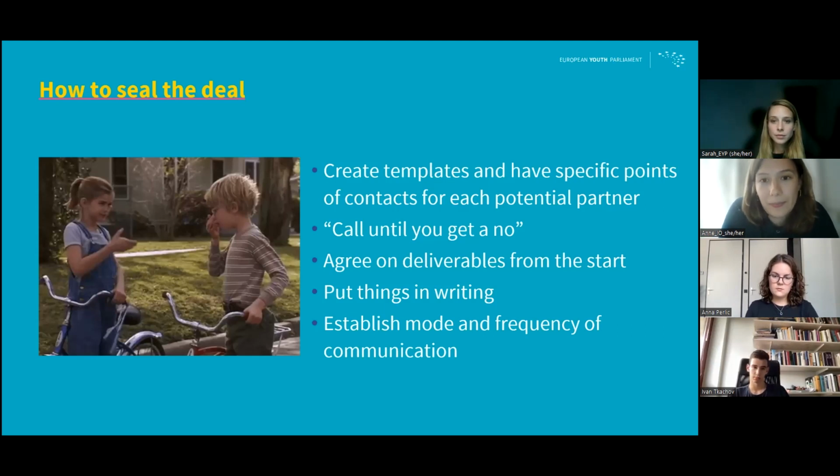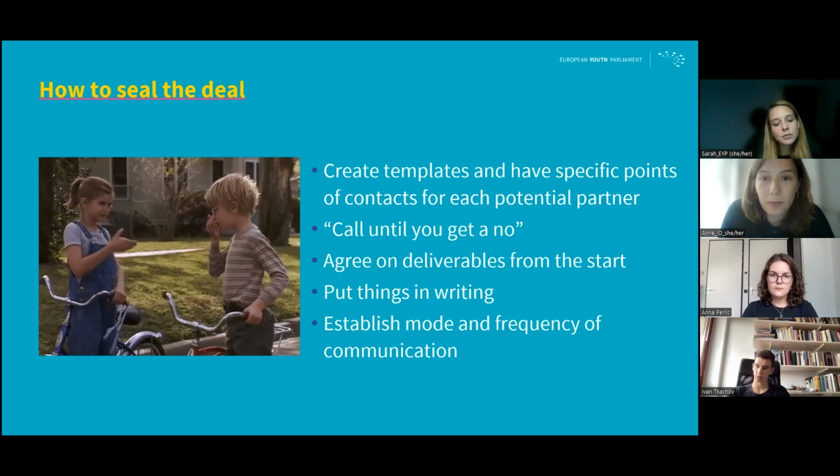And then one very important thing is establishing a mode and a frequency of communication. So people are very different when it comes to communicating, essentially. Some people might prefer communicating via email, some prefer communicating via phone, some others want to meet in person. And you can suggest any of these. You can also decide for yourself what you find most efficient.